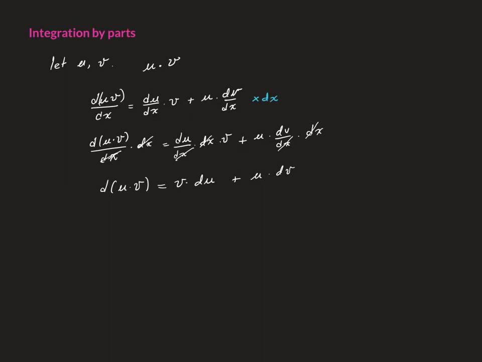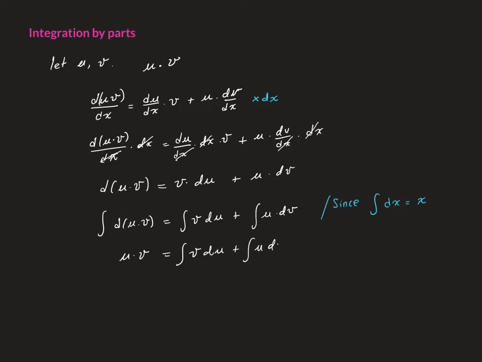Now I want to integrate this to go back to the original product u times v, and I'm going to have the integral of d(uv) is the integral of v du plus the integral of u dv. The integral of d(uv) is going to be equal to u times v, and then these two integrals remain the same, the integral of v du plus the integral of u dv.